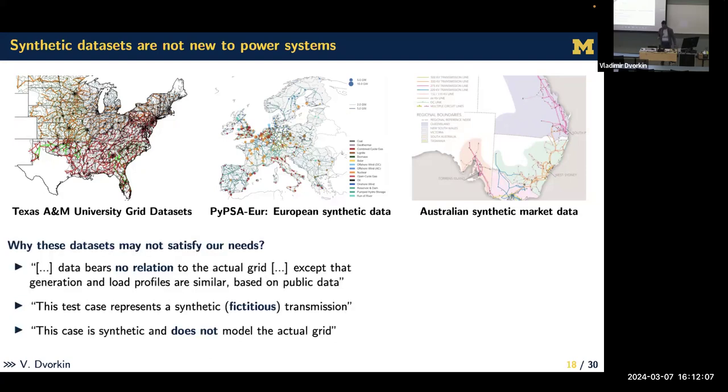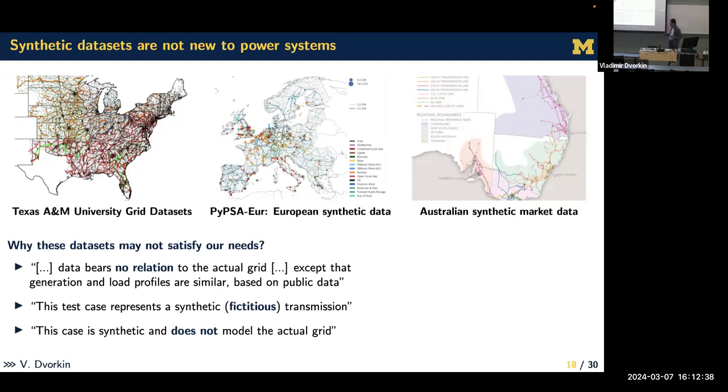The punchline here is that when you look into the description of these, they often claim the data bears no relation to the actual grid, it's fictitious transmission, or it doesn't model the actual grid. And there is a reason for that, because you don't want to be responsible for disclosing real data. So the authors want to put this disclaimer to avoid any legal consequences, right? But at the same time, we feel sorry. We have an actual infrastructure, but the data that we have at hand doesn't explain it very well.